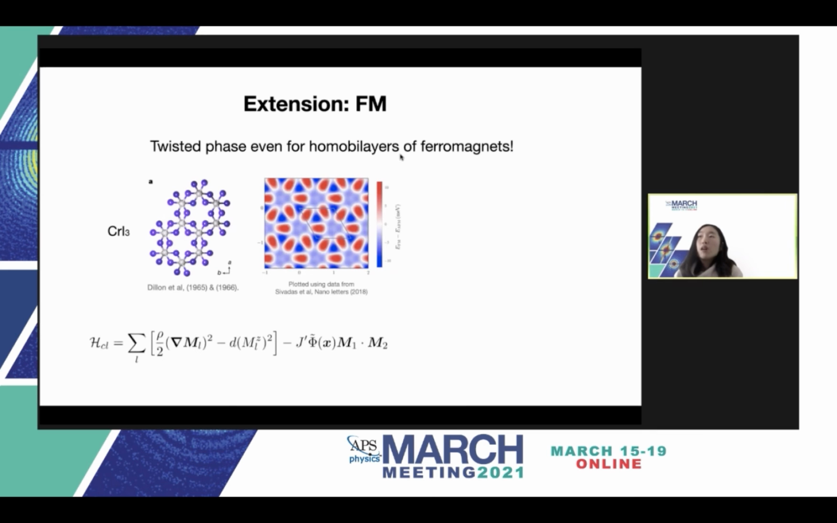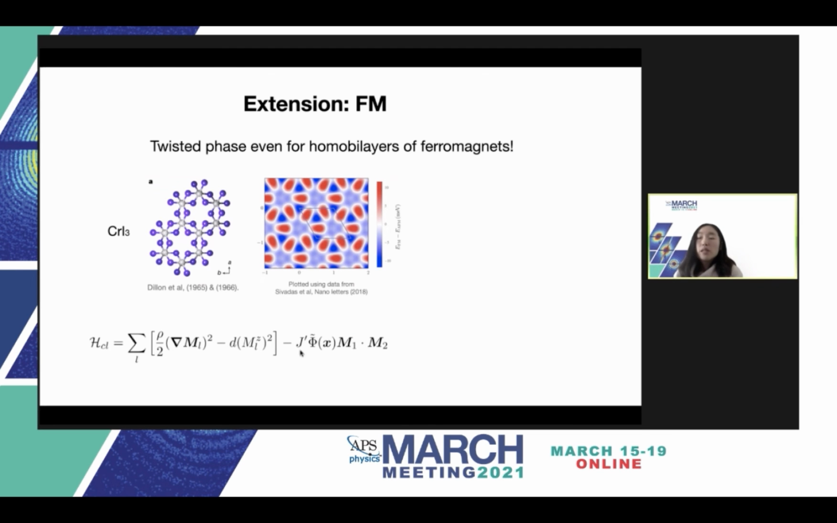One may also look at homobilayers of ferromagnets. In particular, this material chromium triiodide, which has a similar structure as ruthenium trichloride, has an interlayer exchange with a strength and sign depending upon the displacement between the neighboring layers. Incorporating the DFT calculations of the interlayer exchange profile into a continuum model, we obtain the same Hamiltonian as the Néel order case, but with a different phi of x. And also the Néel vectors n are substituted by the magnetization vector m.